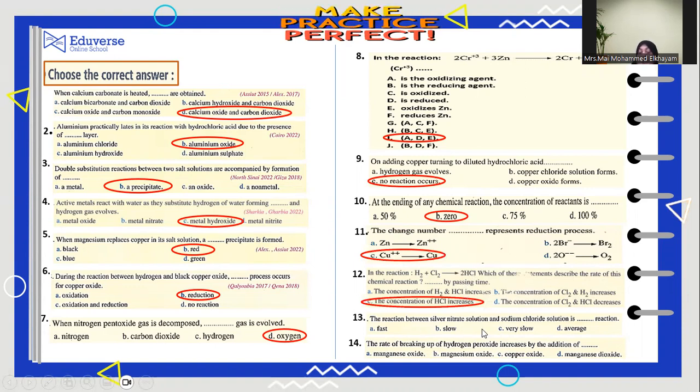The reaction between silver nitrate solution and sodium chloride solution is, for sure, one of the fast reactions because it happens between radicals or ions. The rate of breaking up of hydrogen peroxide increases by the addition of manganese dioxide. Don't be confused between manganese dioxide and manganese. Maybe he is going to write it as magnesium dioxide. So it is manganese dioxide.